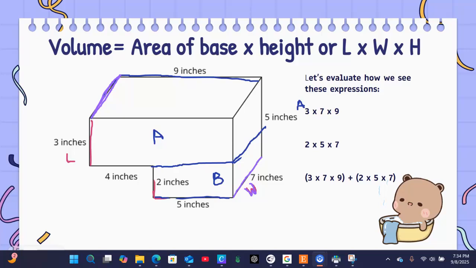Now we have to remember that because we have put both pieces together, this is called a composite. When you break it apart, that's called decompose. But when you put it together, it's a composite prism. And we need to add the volume from A and the volume from B to get the full volume for the image. Okay.